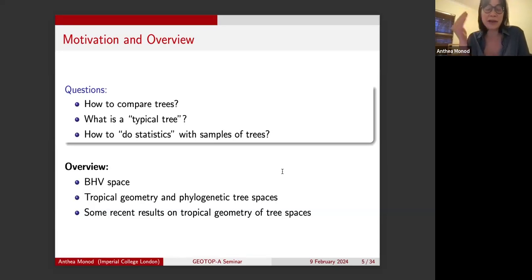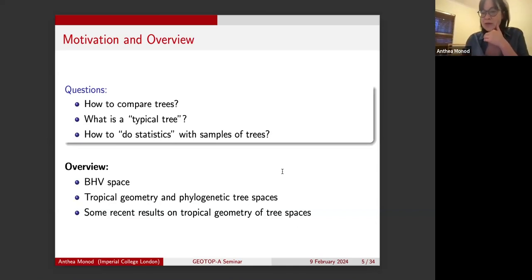But you can extend this more broadly. It's not just comparing two trees reconstructed by two methods, but the question would be, what do you do if you have a set of trees? How would you compare sets of trees? Other statistical questions you might want to ask: what is a typical tree, right? If you had a typical tree from this kind of process, what would it look like? How do you do statistics with these samples of trees?